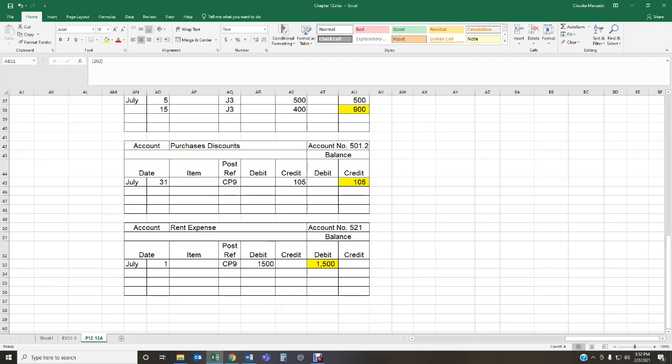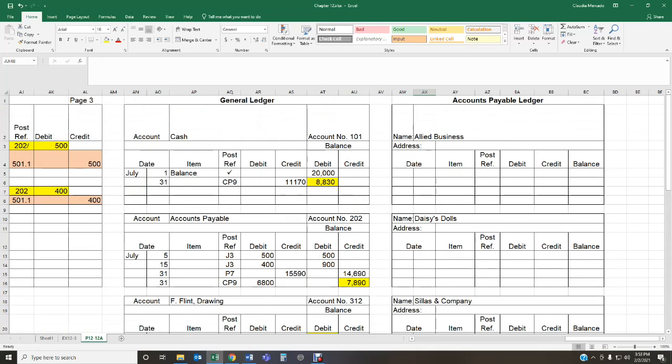Okay, so once we are done with posting into the respective general ledgers, we can now work on the accounts payable ledger. In the accounts payable ledger, we have a list of all of the people we buy from. The first one we have is Allied Business. Usually we have the name of the business and the address. The address was not provided, so I'm not going to stress about it. We just leave it blank. But in your homework, the address will be pre-populated, so you don't have to worry about that. But just know that you do have to enter the name of the business and the address, okay?